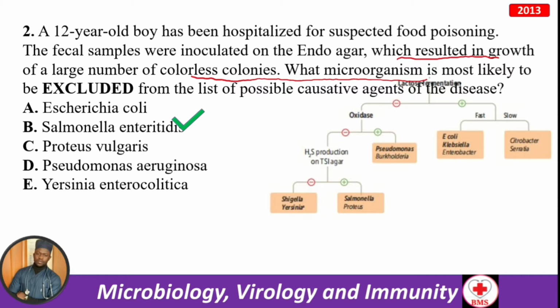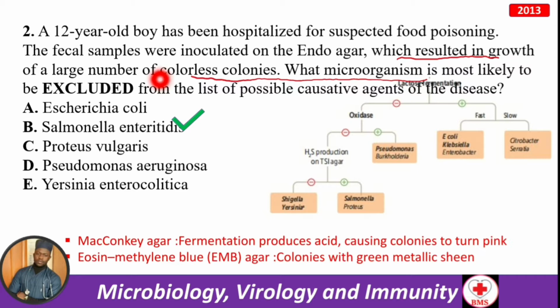And one more time, guys, you need to pay attention. Colorless colonies, they should be red. On this culture we can find any of these bacteria, but not E. coli, because in E. coli the colonies should be red or pink.